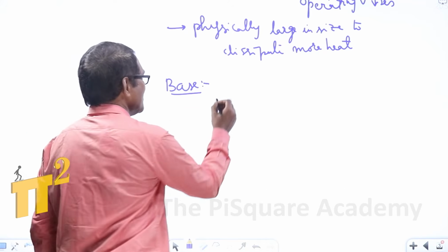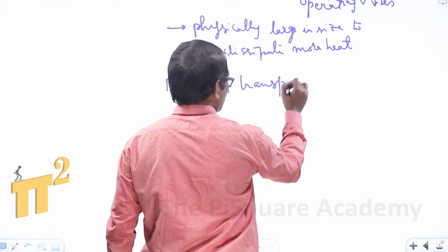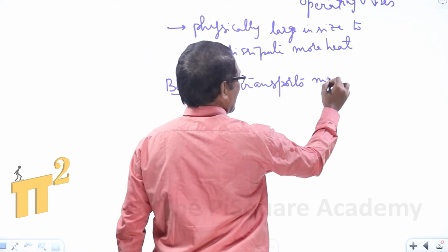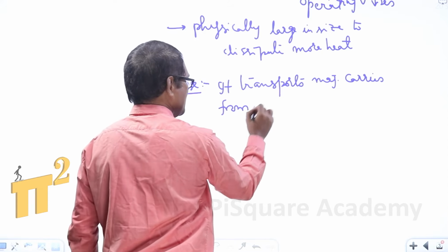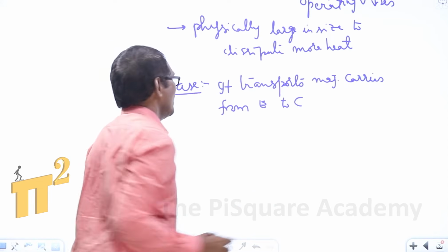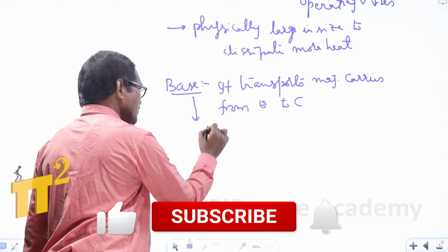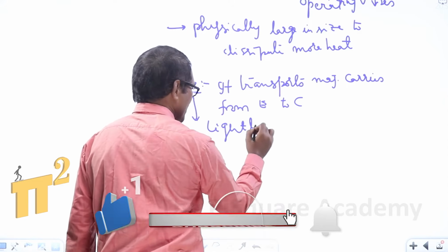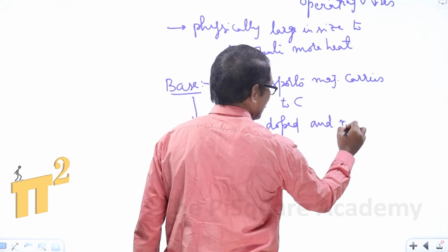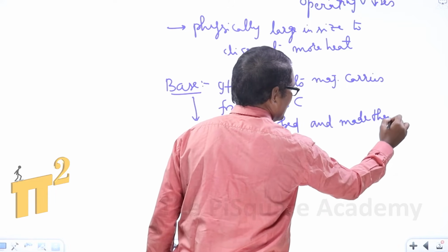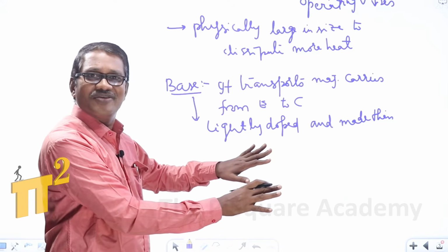It transports majority charge carriers from emitter to collector. Have you understood this, right? And it must be lightly doped. So its physical characteristics are, it must be lightly doped and made thin. Physically very small in size and lightly doped. Have you understood this, right?